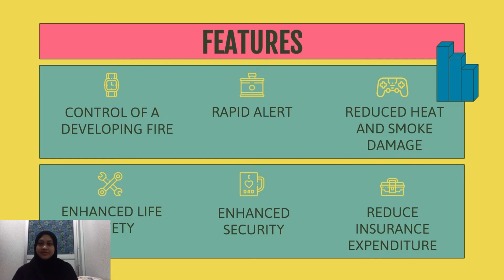The features of sprinklers of wet pipe system are 1. Instant identification and control of a developing fire. 2. Rapid alert. 3. Reduce heat and smoke damage. 4. Enhance life safety. 5. Enhance security. 6. Reduce insurance expenditure.